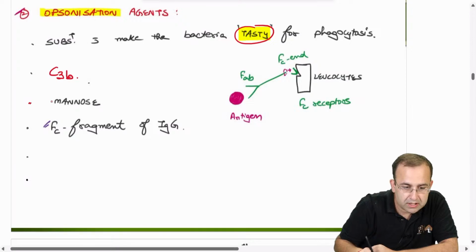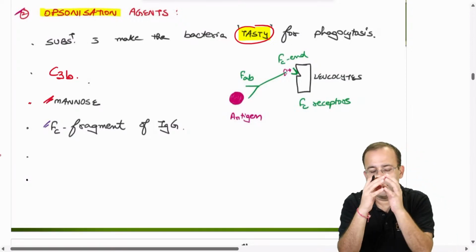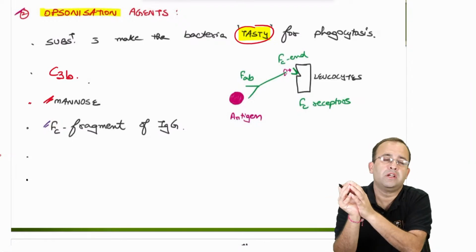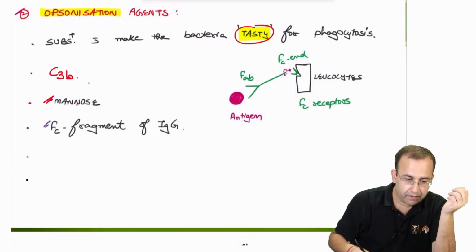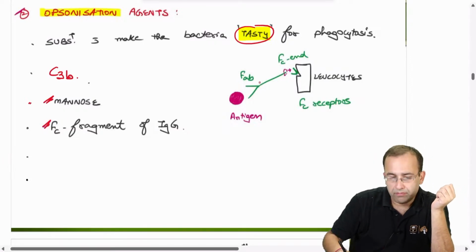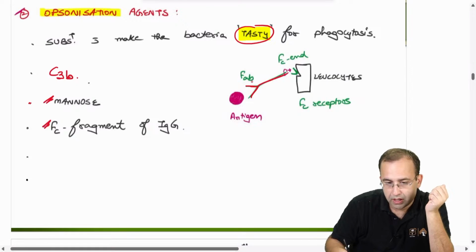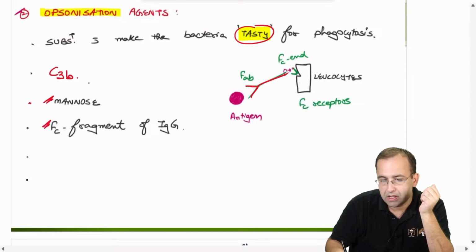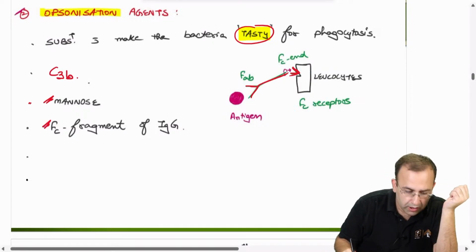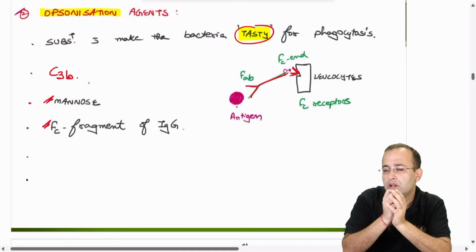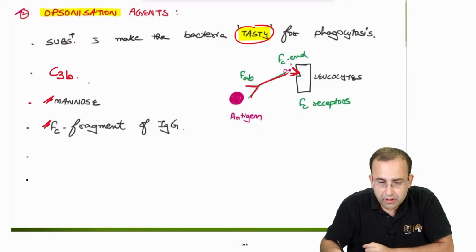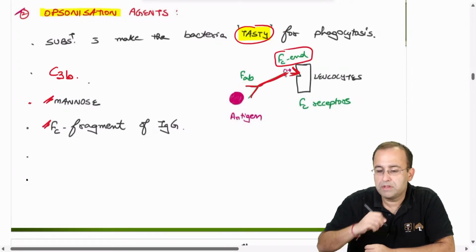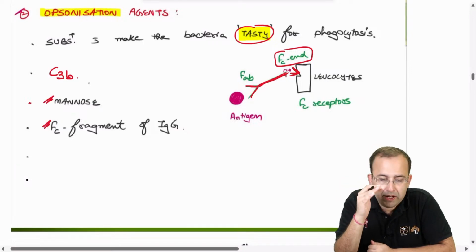Other opsonization agents are mannose. The bacterial cell wall has mannose on it. It makes the bacteria tasty for phagocytosis. Mannose. FC fragment of IgG. See, an antibody has two parts, the fragment antigen binding and the FC end. WBCs have FC receptors. So what is making the antigen tasty for phagocytosis? The FC fragment of IgG, because it is the FC end of IgG which goes and binds to the WBC receptor.